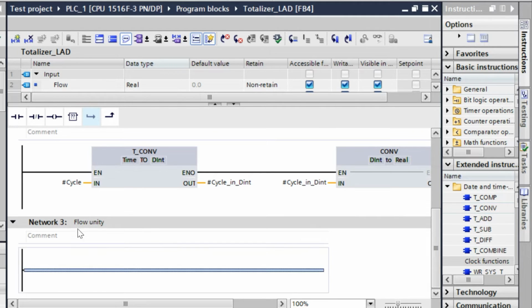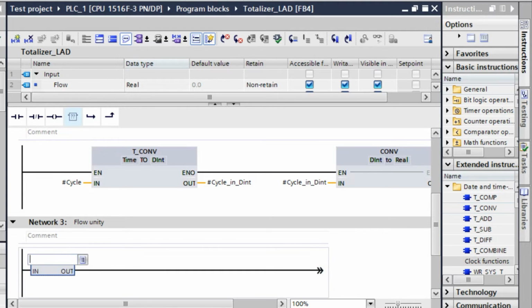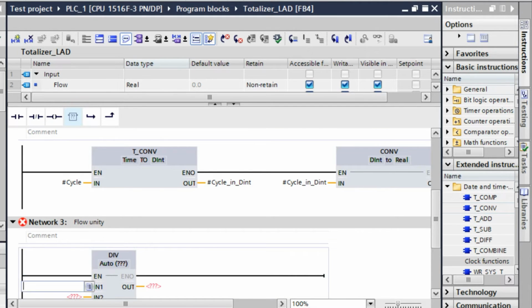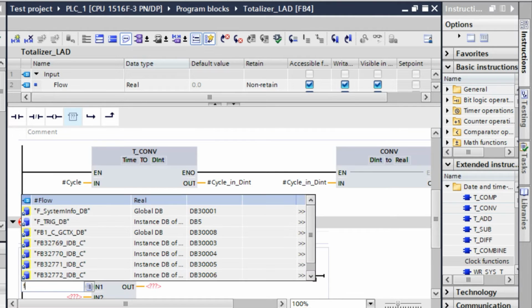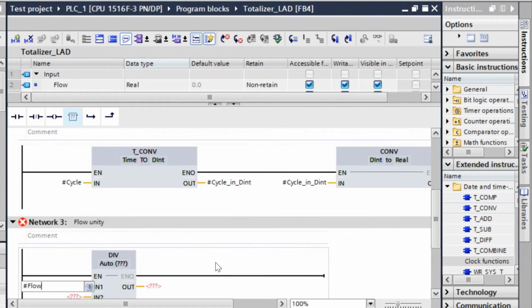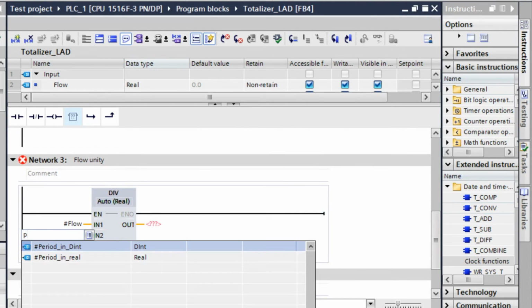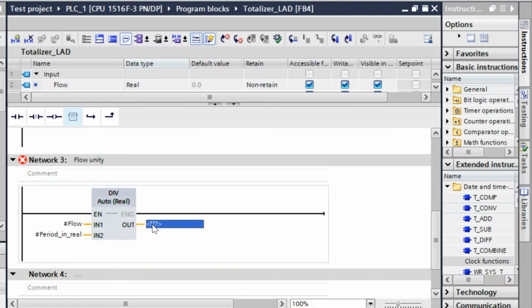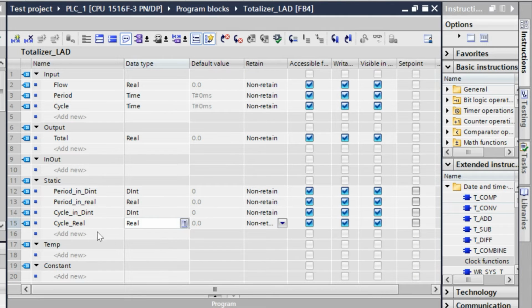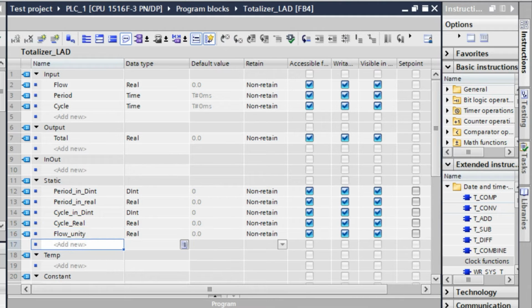Now I will take an empty box and give it the name division. Here the input of the division is the flow, and we will divide it by the periodic real value. And keep it here, giving it the name flow unity value, and that is in real.